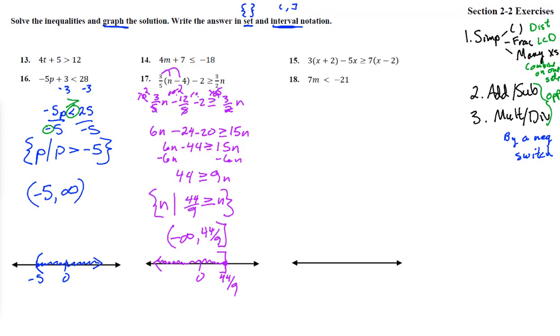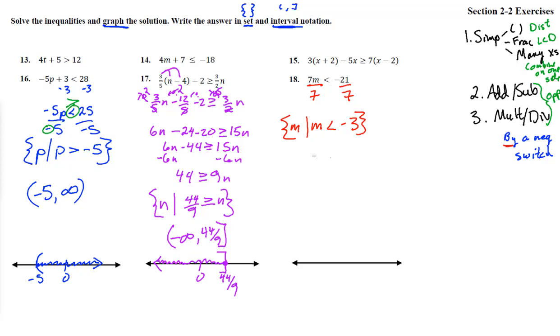And the final one, number 18. 7m less than or equal to negative 21. We divide by 7. We divide by a 7. And we get m is less than or equal to negative 3. If you were tempted that that negative might have switched direction, that is not the case. We did not multiply or divide by a negative. So the m is there.